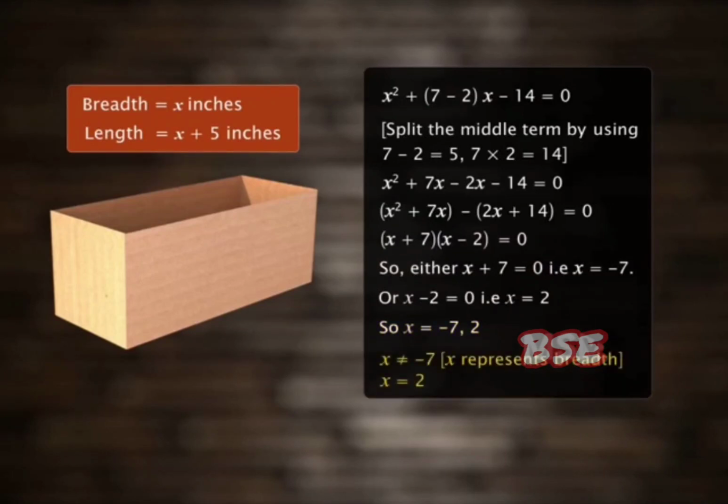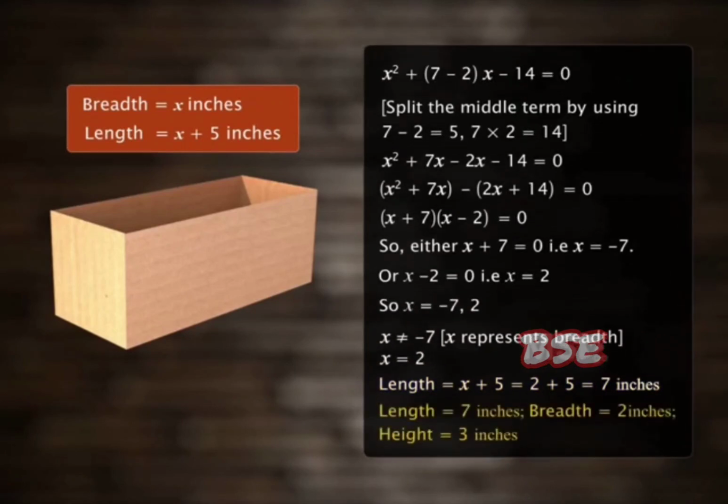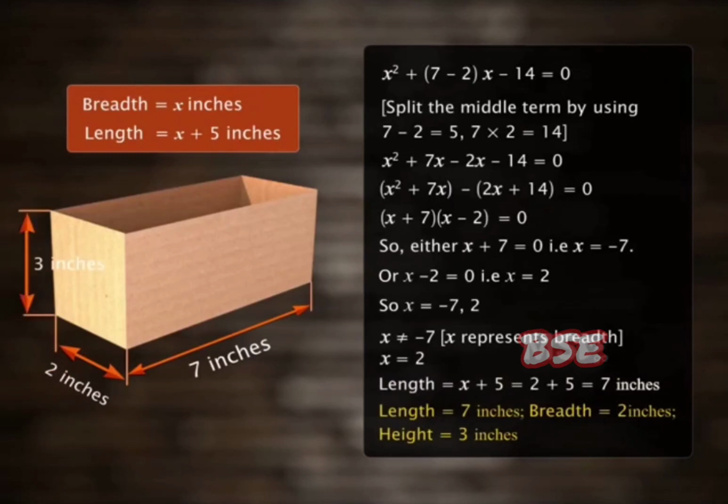Since x represents the breadth of the box, the value of x cannot be a negative number. Hence, x is 2. Hence, the length of the box is 7 inches. Thus, the length, breadth, and height of Sam's box is 7 inches, 2 inches, and 3 inches respectively.